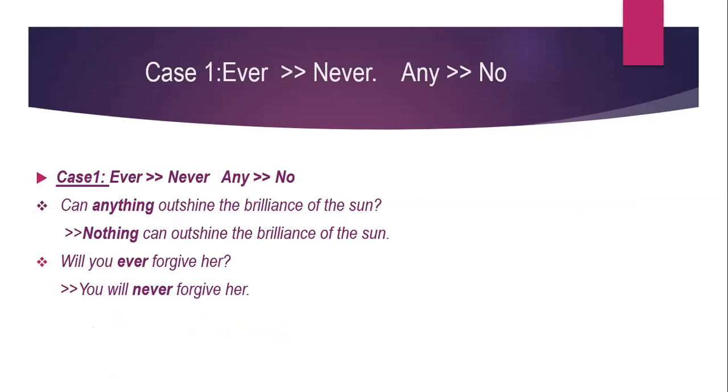This is how we convert interrogative sentences into assertive sentences. Now let's have a look at a few cases. Now in case the sentence has ever, it is replaced by never. If it has any, it is replaced by no. Have a look at the examples given here. Can anything outshine the brilliance of the sun? In the sentence, anything is being used and it is replaced by nothing. Final answer is nothing can outshine the brilliance of the sun. Similarly, will you ever forgive her? Changes to you will never forgive her.